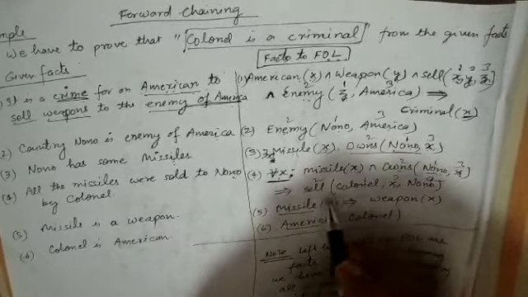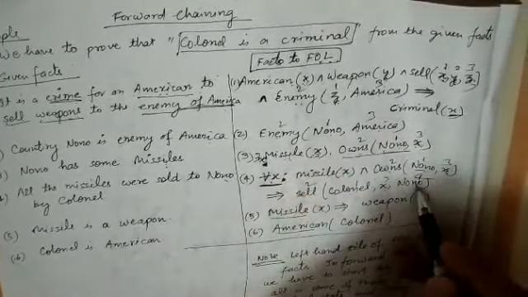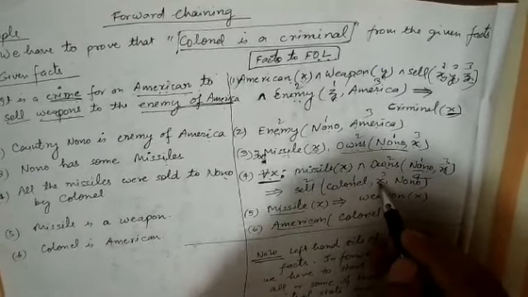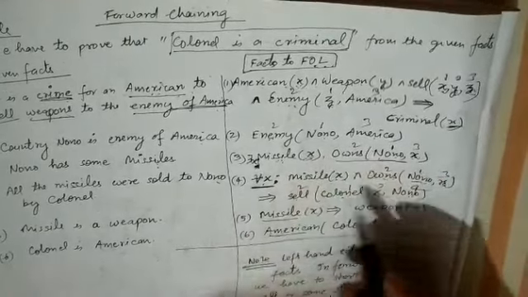The Colonel sells X to whom? To Nono. X is a missile and Nono owns X, so X is definitely sold by Colonel to Nono. So this is how we can write it.